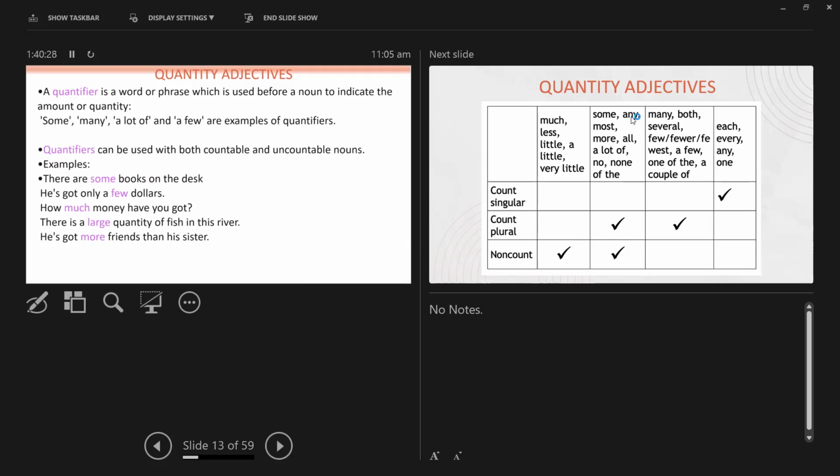Okay, now how about each, every, anyone? Ito, madalas kayo nagkakamali dito sa each, every. Pwede mo lang daw siyang gamitin sa count singular. Okay, for example, each person needs a reliable friend. Or every person needs a reliable friend.